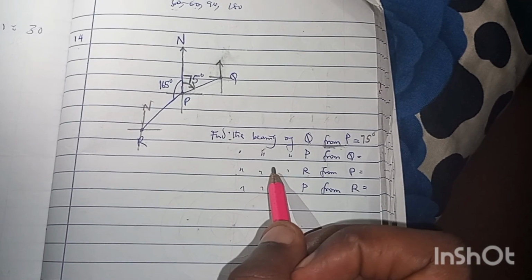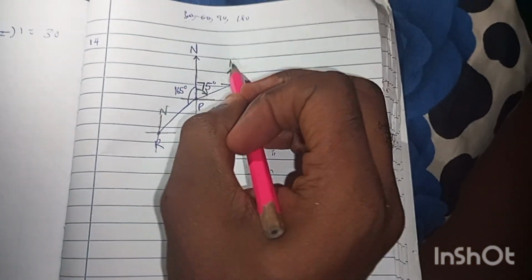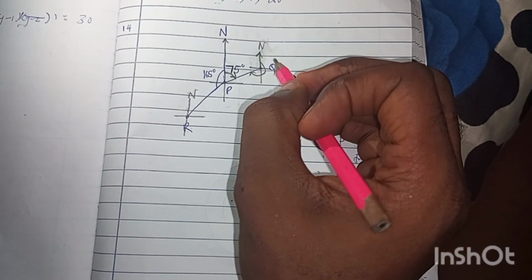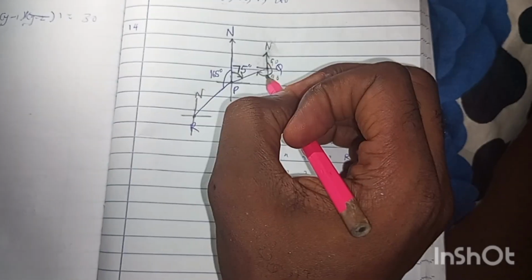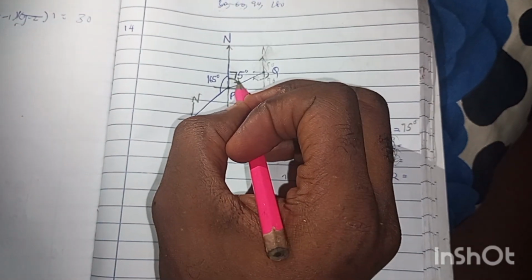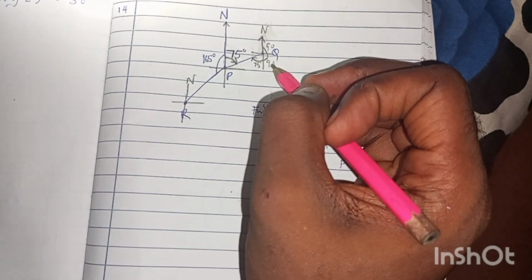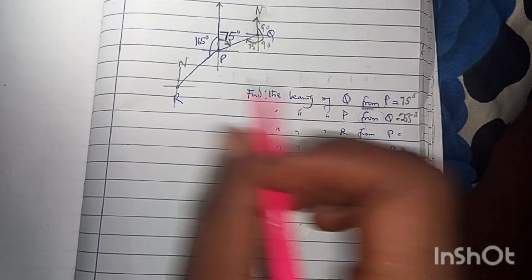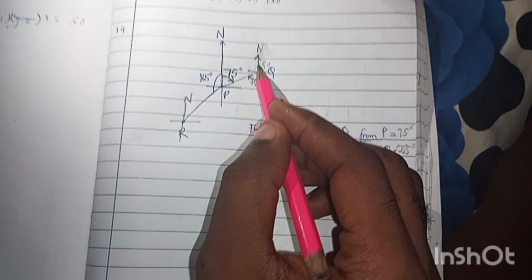The question says, number 2, the bearing of P from Q. So we are starting from Q this time around. We start from the north of Q, we go all the way to P. It covers the first 90 in this first quadrant, the second 90 in this second quadrant, and this small angle here. We don't know what it is, but alternate angles are equal, so if this is 75, this is going to be 75. So it's 90, 90, and 75. That's 180 plus 75, which gives us 255 degrees. So that's the bearing of P from Q.